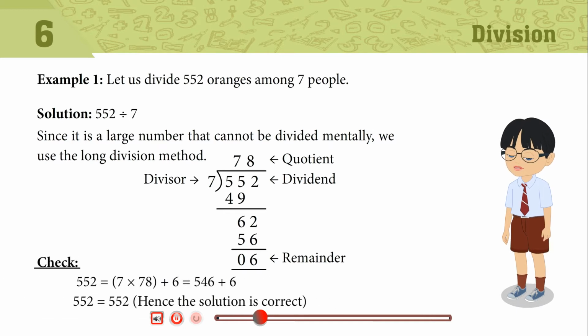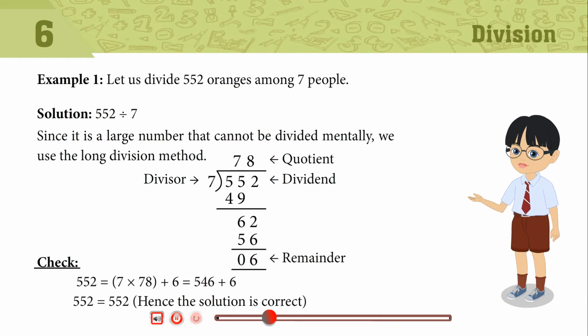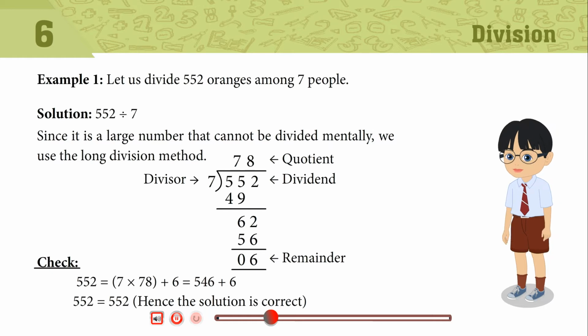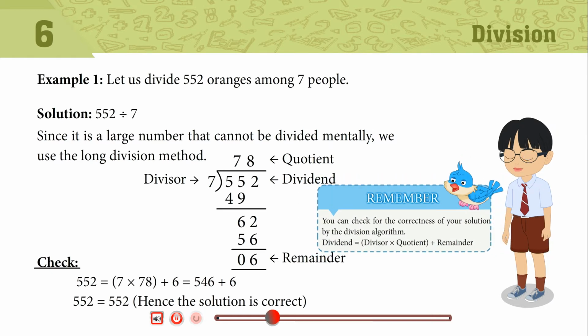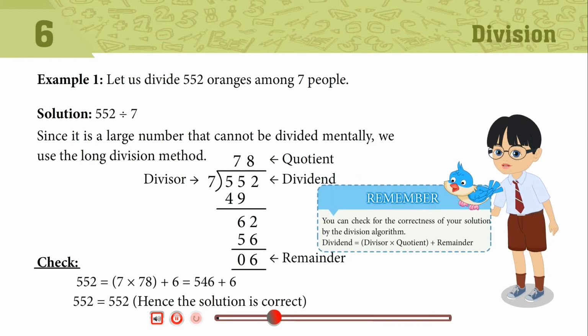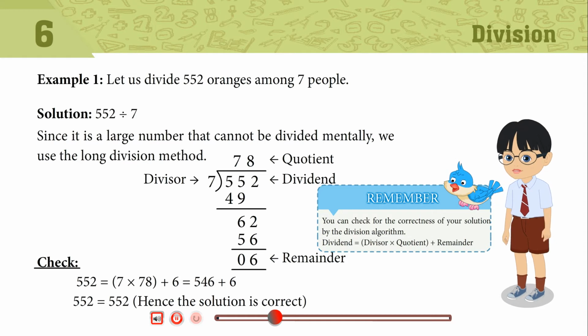Check: 552 is equal to (7 × 78) + 6, which is 546 + 6. 552 is equal to 552. Hence, the solution is correct. Remember, you can check the correctness of your solution by the division algorithm: dividend is equal to divisor × quotient + remainder.